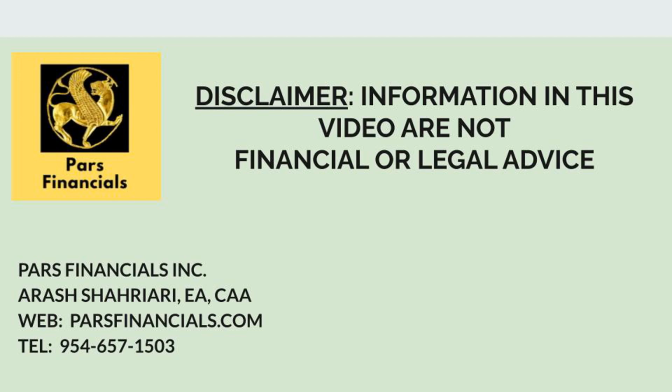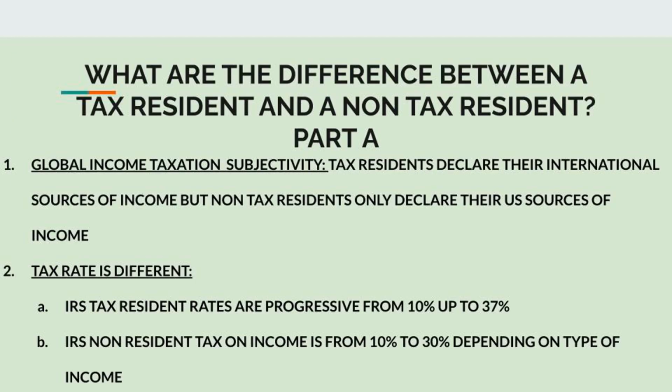So whether you're a tax preparer or you just want to do your own taxes, the first step to get started is to determine whether you're considered a resident or non-tax resident for tax purposes. So what are the differences between a tax resident and a non-tax resident? The first one has to do with global income taxation. If you're a tax resident, you have to declare your international sources of income. But if you're a non-tax resident, you only declare your U.S. sources of income. The second one has to do with the tax rate.